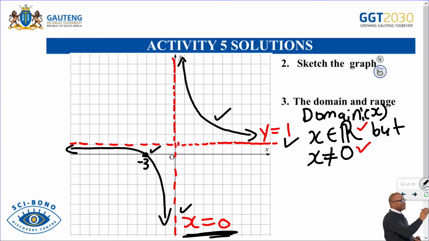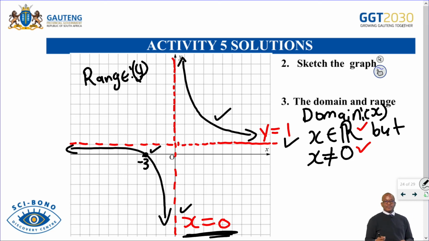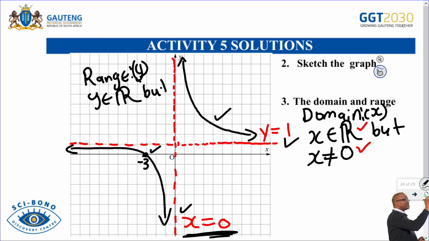And then when we're speaking about the range, we do the same thing. Range, we're talking about y values. Remember, on the y values, this graph is defined in all the y values. y is an element of all real numbers, but y can't be your asymptote. What is your asymptote? 1. And even there you get 2 marks.